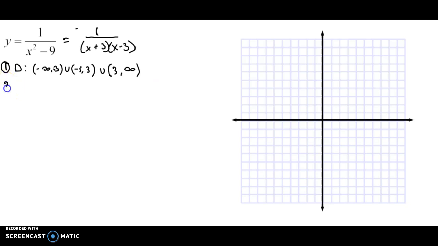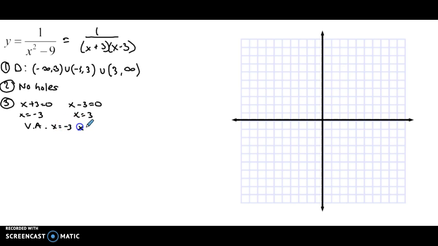Step 2 talks about any holes. Well, we don't have anything that cancels out anywhere, so we don't have any holes. Step 3 talks about how we set each denominator factor equal to 0 and solve, and that will give us our vertical asymptotes. So we have x plus 3 equals 0 and x minus 3 equals 0. So x is going to equal negative 3 and x will equal positive 3. So that means our vertical asymptotes are going to be at x equals negative 3 and x equals positive 3.